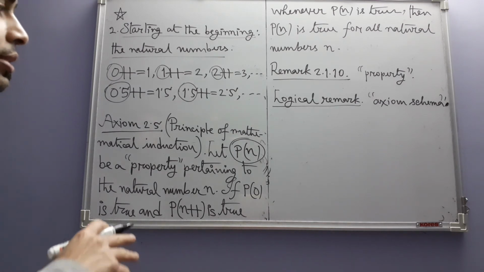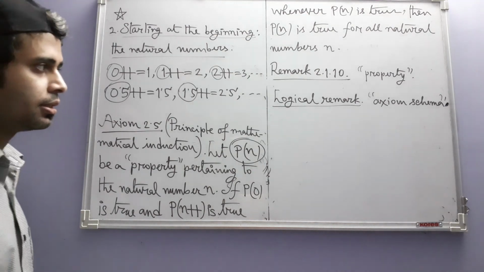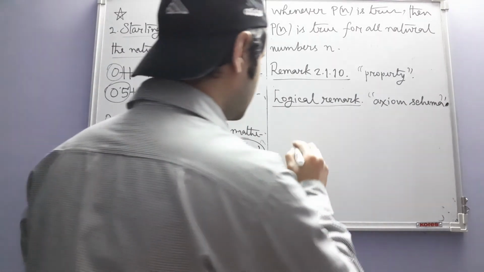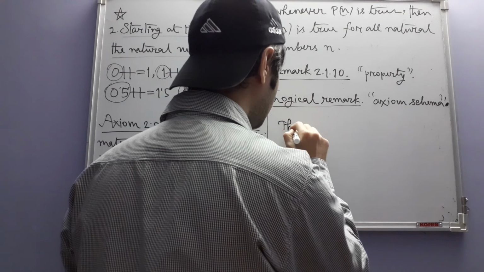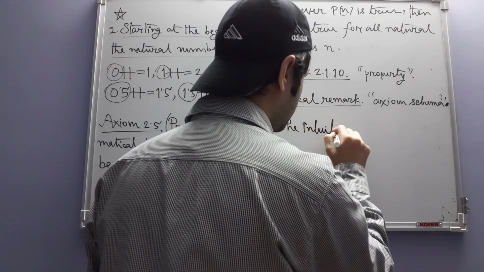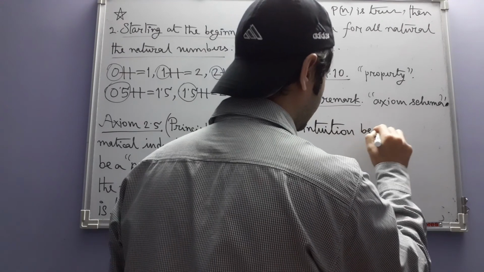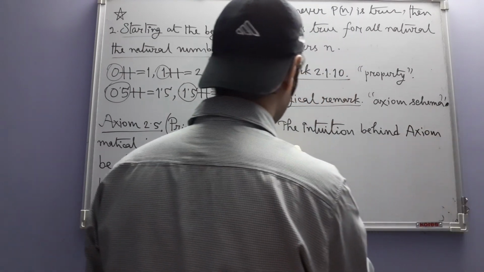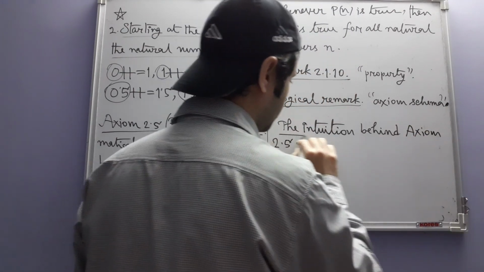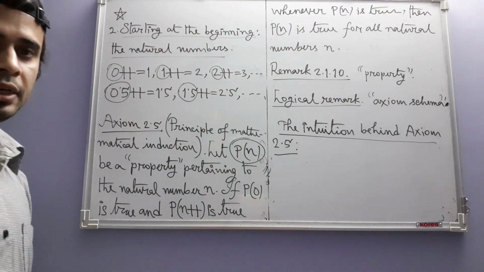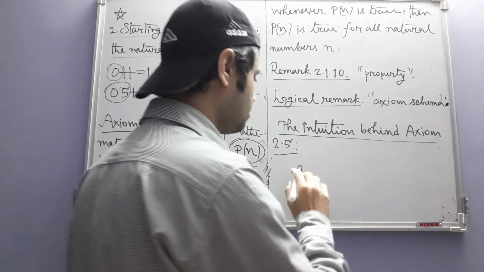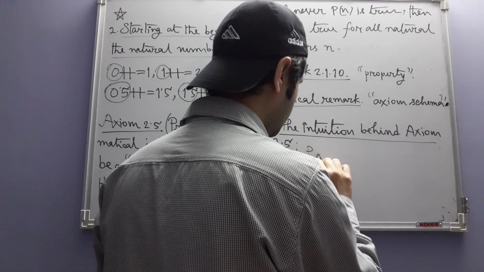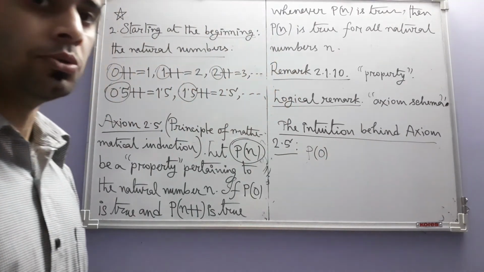Okay, now what is the intuition behind this axiom? Why has someone come up with this axiom in the first place? So the intuition behind axiom 2.5, it is just simply this. You see, we say that P of 0 is true. Okay?